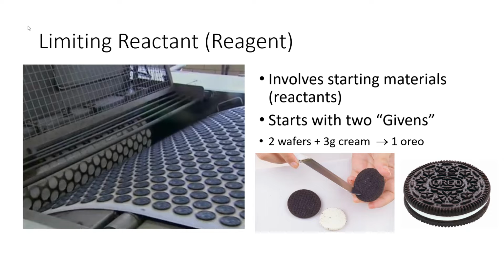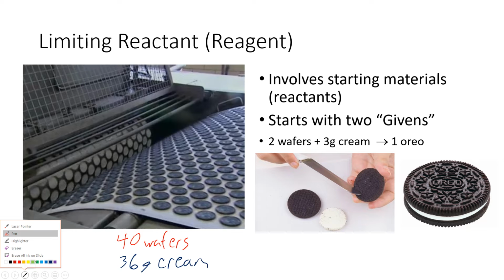So, for example, the simple way to look at this: if you have an Oreo that is comprised of two Oreo wafers and 3 grams of cream, and you put all that together, you get one Oreo. And so, if we said you have 40 wafers, and you also have, let's just say, 36 grams of cream, the question is, how many Oreos can you make?